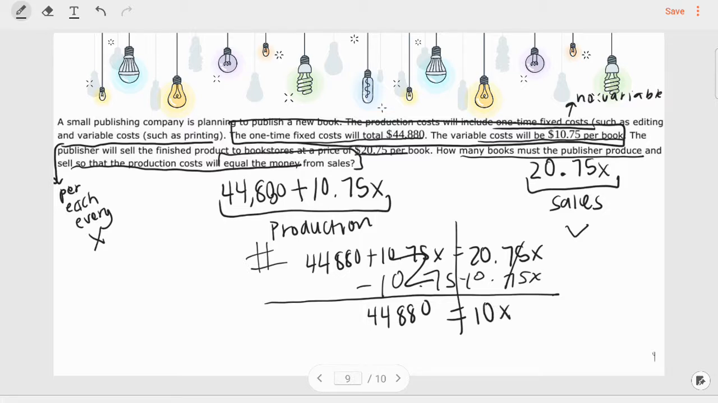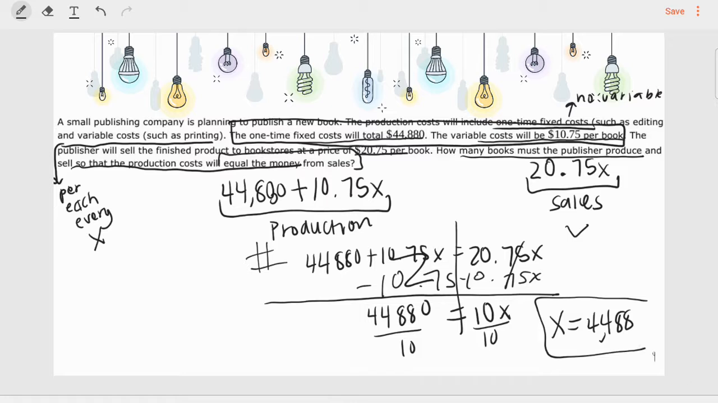10x. I'm going to solve by dividing. x is equal to, when I divide in my calculator, 44,880 divided by 10 is 4,488. So the publisher must sell 4,488 copies in order for me to break even. All right.